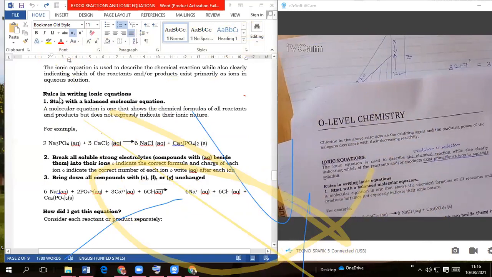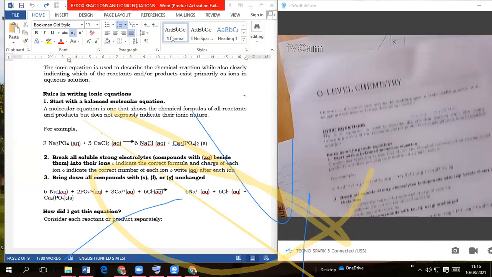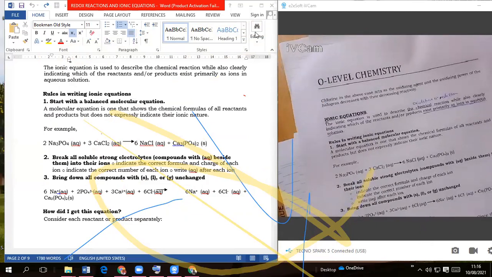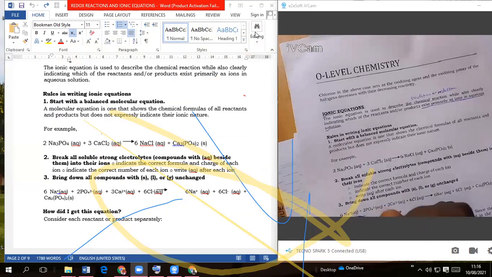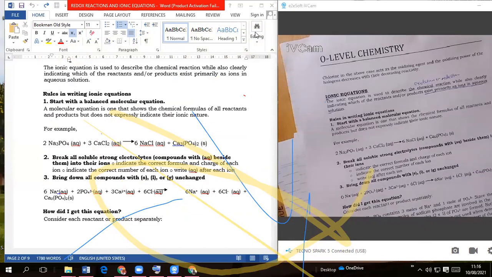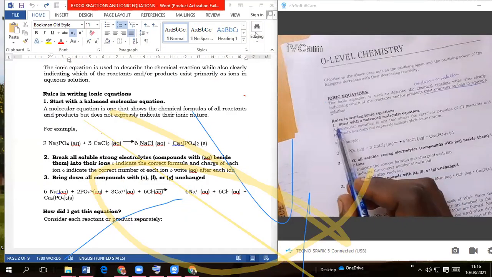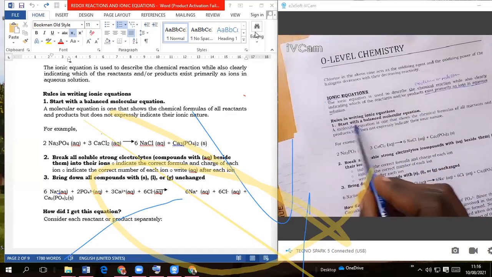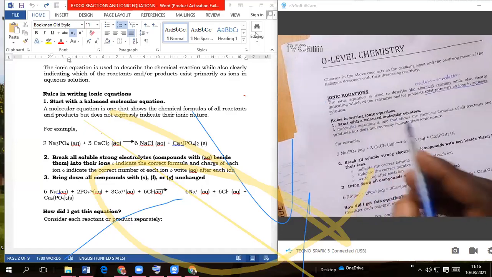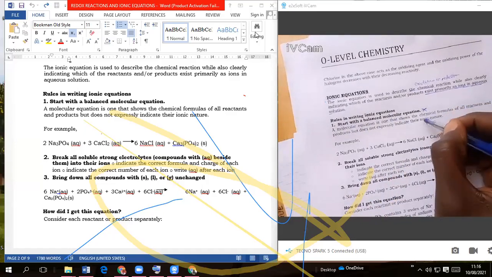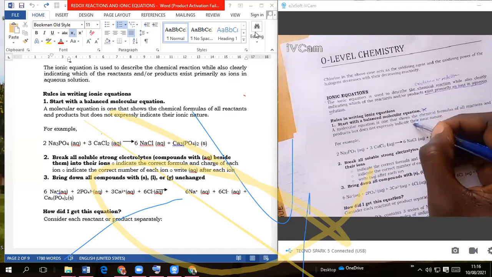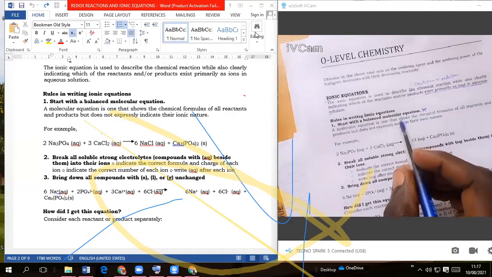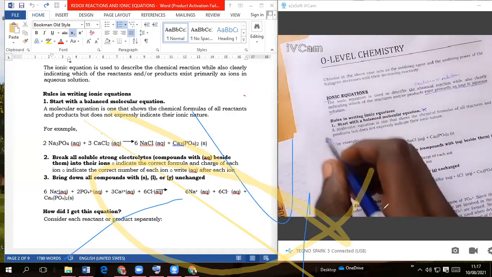Simple rules in writing this. Simple rule one is to start with a balanced equation, a molecular equation. Start with a well-balanced molecular equation. If you cannot write a balanced equation, then the ionic equation is going to be hard for you. Last time we looked at how to come up with a balanced equation. So make sure you know how to write a well-balanced equation.